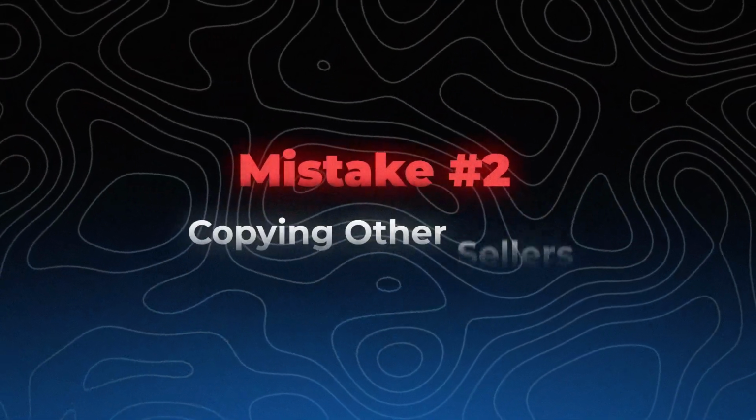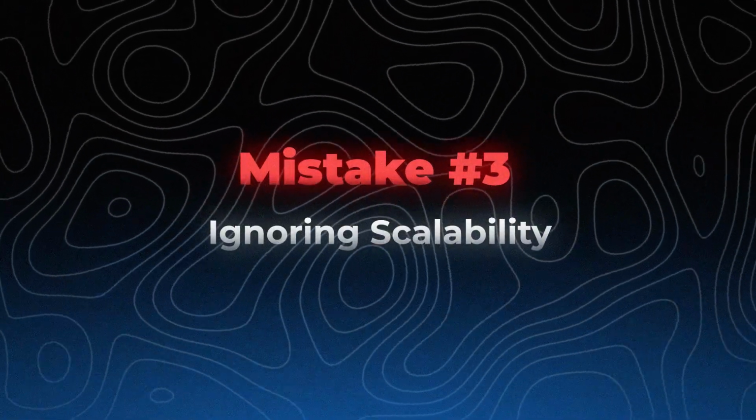And mistake number two is copying other sellers, just like the one I showed you. You want to use inspiration and add more value instead of duplication. And mistake number three is ignoring scalability. You want to have templates so you can swap names and images fast, especially using the Nano Banana AI software. Because the key thing is that when you're scaling, you need to have the systems to support it.